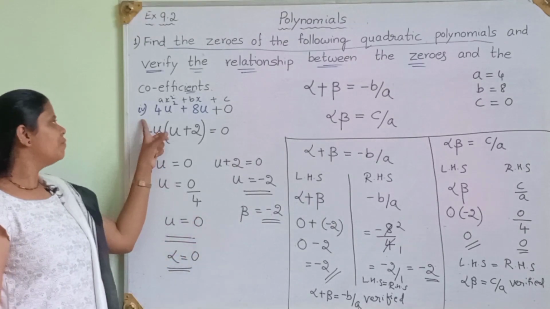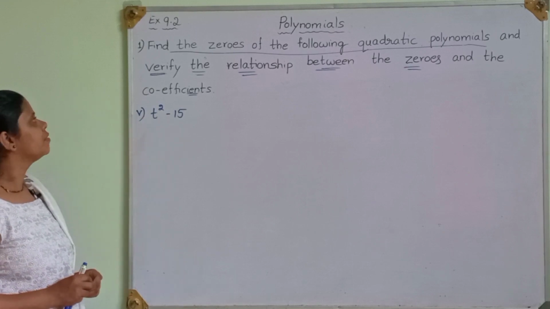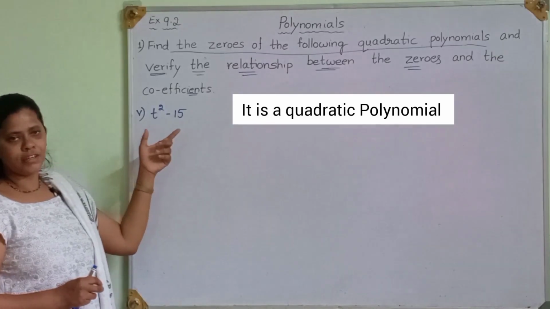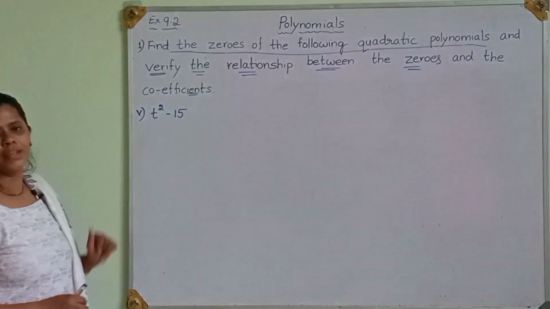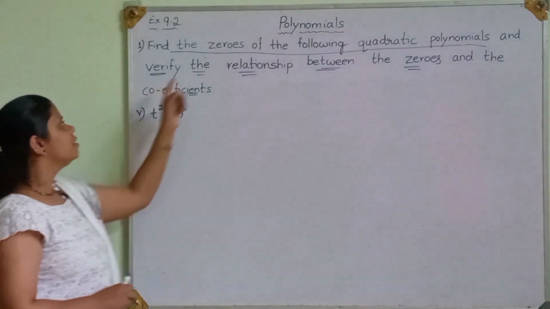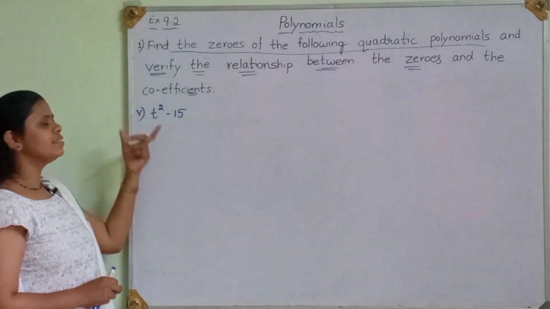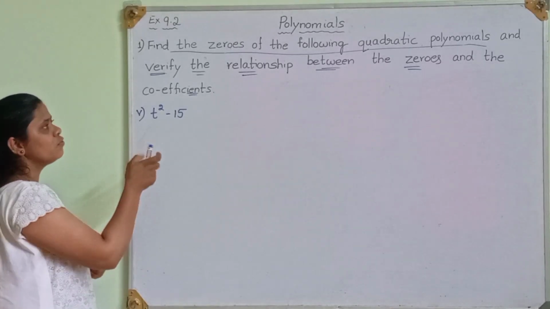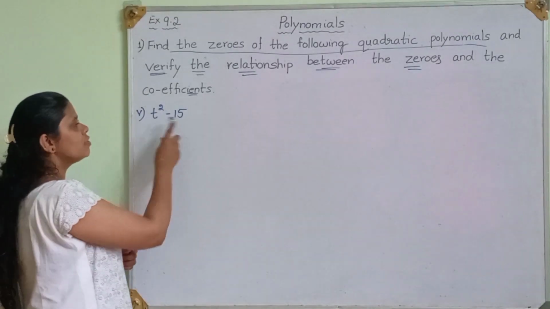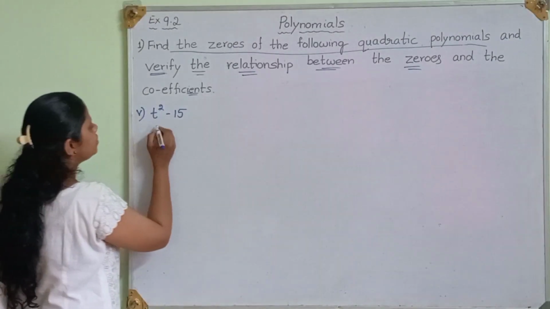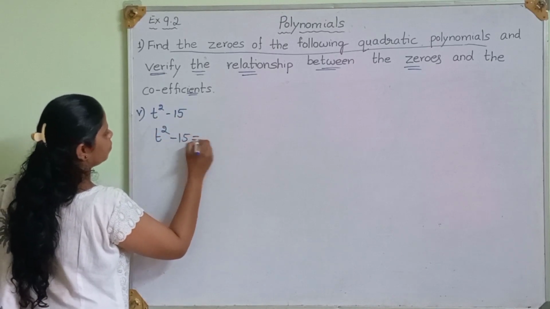Let us solve the fifth question. The fifth question is t² - 15. See, it is a quadratic equation, right? Because we have degree 2, for t we have a square. We have to find the zeros of the quadratic polynomial, and this is the first part of the question. Let us find the zeros of the polynomial. Here, t² - 15, let me equate it to 0. Okay?